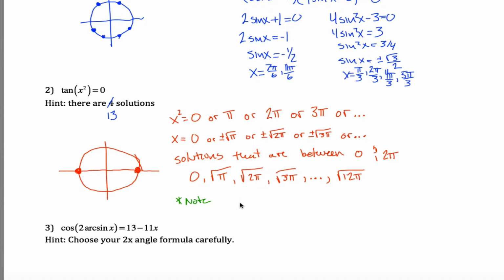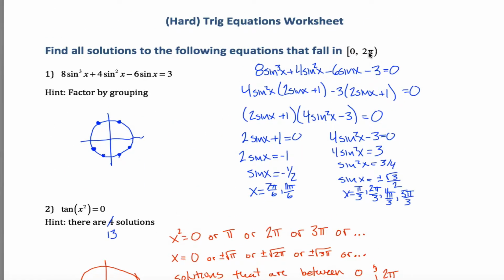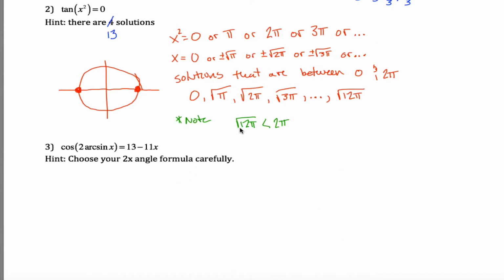I need the square root of 12 pi to be less than 2 pi. Right, I need this to be true in order for me to include this in my solution set. It has to be less than 2 pi because it has to fit in this right here. Well, because these are both positive numbers, I can square both sides of the equation and get 12 pi has to be less than 4 pi squared.